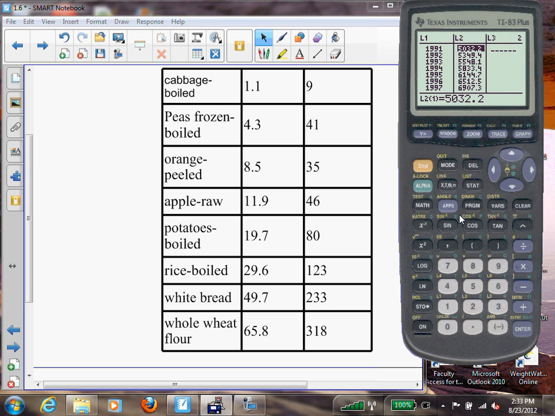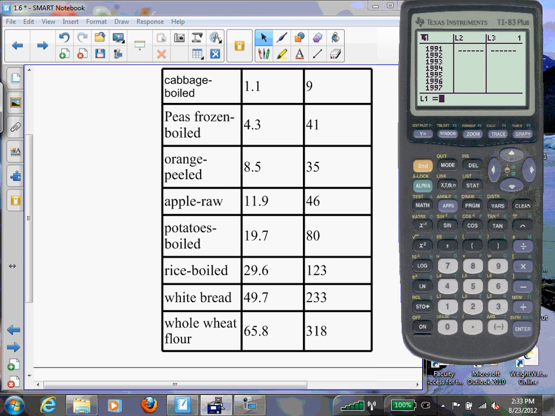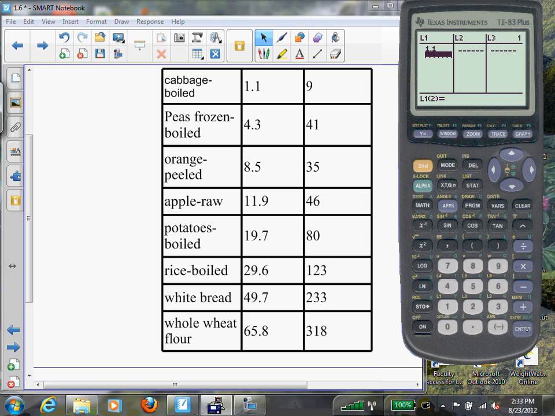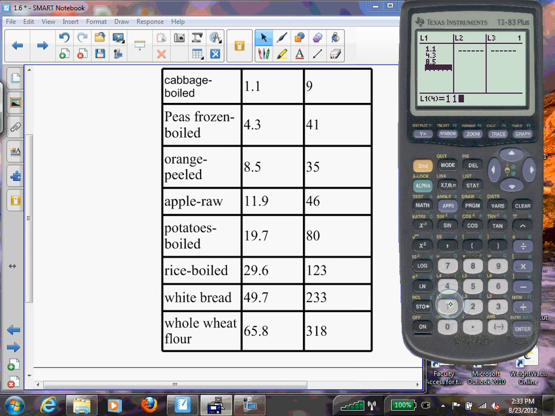Yeah, so highlight your L2 and hit clear and enter. All right, so 1.1. No, 1.1 goes with 9 because that's the ordered pair. Just let one be X and one be Y.